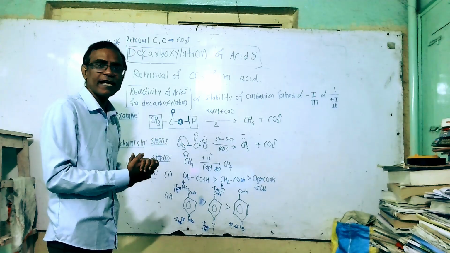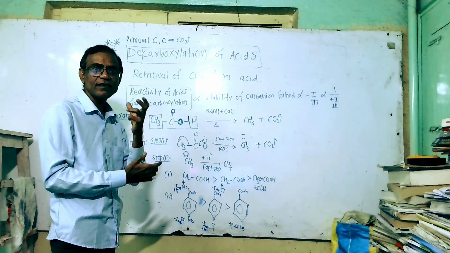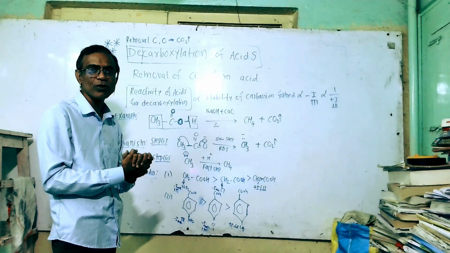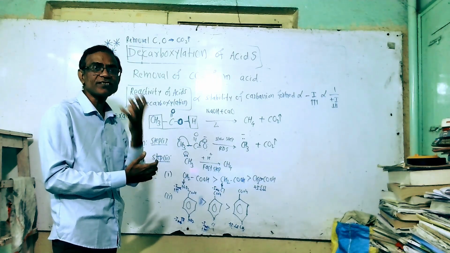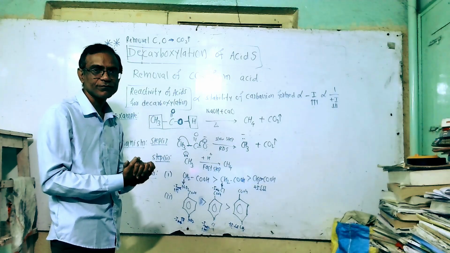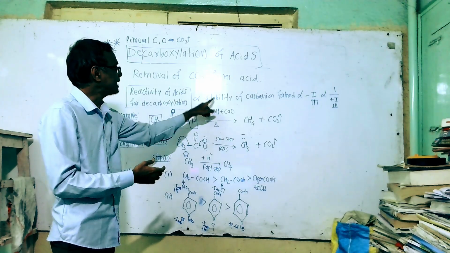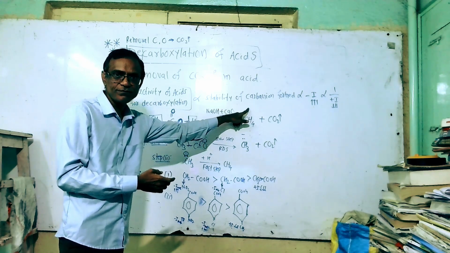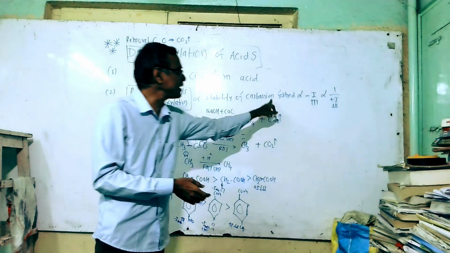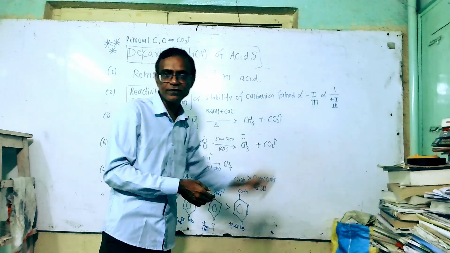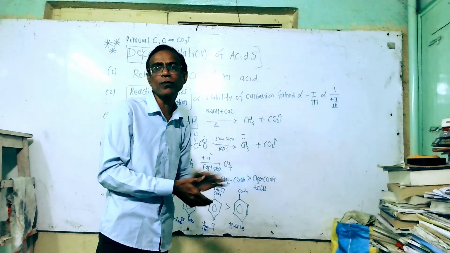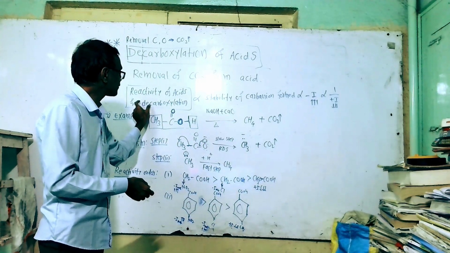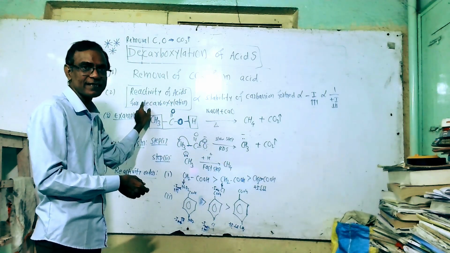Then one question arises: the reactivity of acid for decarboxylation depends on which factor? That is directly proportional to stability of carbanion form, or directly proportional to negative I effect, or inversely proportional to plus I effect. This we can discuss later.